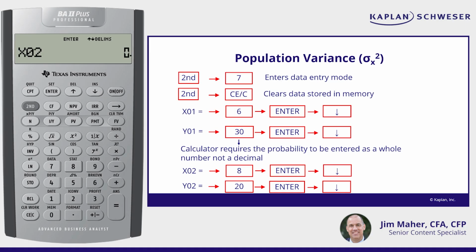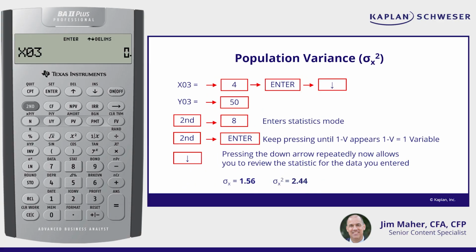And then we're going to continue on. Remember, you got to enter those probabilities as whole numbers. So here's our 8. And here's our 20 for our probability of our second variable. Easy for me to say. Now let's go ahead and move to our third variable, which is going to be 4. We're going to scroll down in our 50% probability. Okay, and now we're going to do our second to enter our stat mode. And hey, we're already there to the 1V mode.